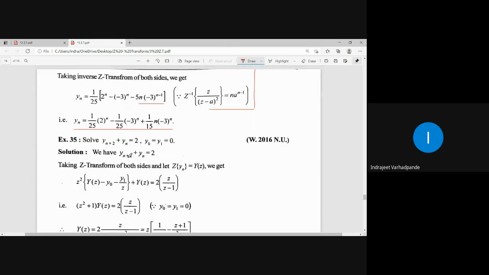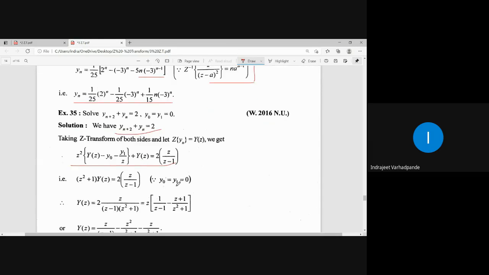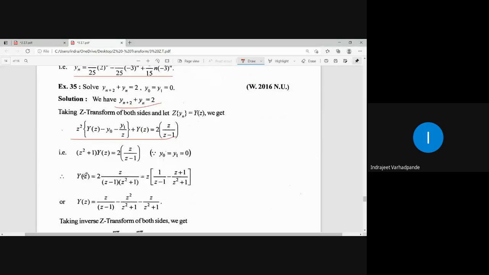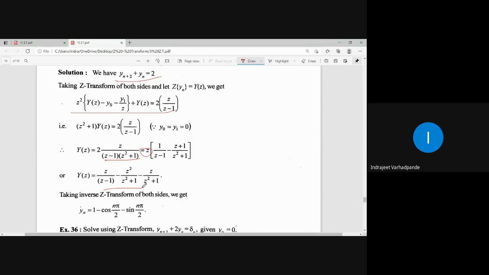This problem is also of the similar kind. y(n+2) plus y(n) is equal to 2. Take Z transform on both the sides. Use the given condition. क्या बचता है? Y(z) is equal to 2 into z upon this. z बाहर निकालना possible है. Simplify it with the help of the partial fraction. Take the inverse transform on both the sides.